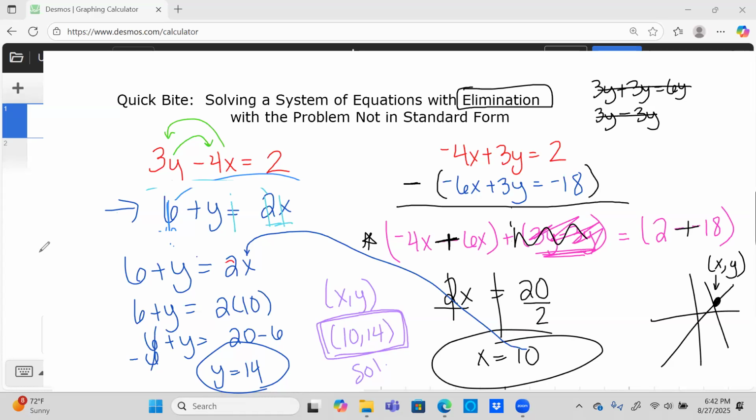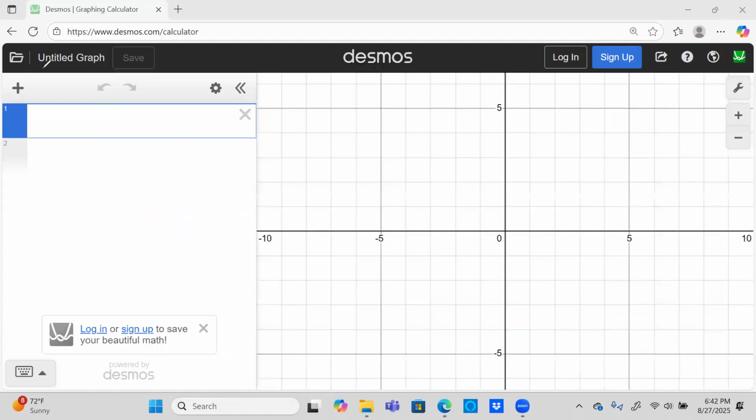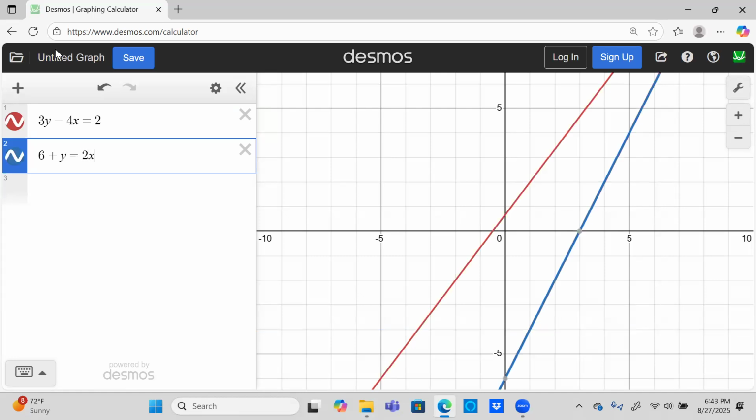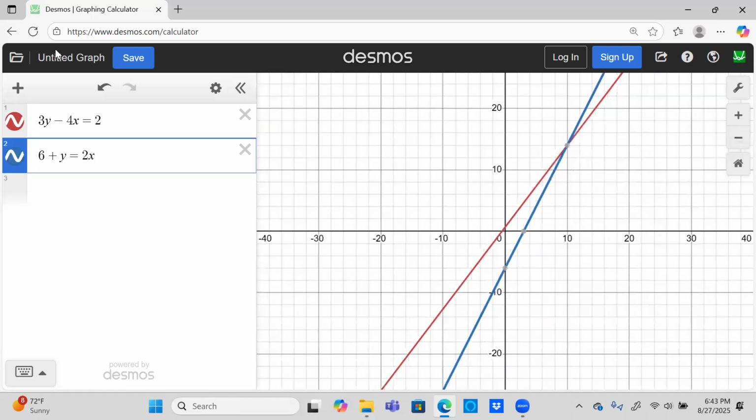If you are allowed, so teacher, professor, parent, if you're homeschooled, if you're allowed to use a graphing calculator, I'm going to pull up Desmos. You do not have to put it in standard form. So if you're allowed to do this, you can just type it as given. So our first one was given as 3y minus 4x equals 2. There it is. Click down a line. And the second one was given 6 plus y equals 2x. Zoom out if you need to.